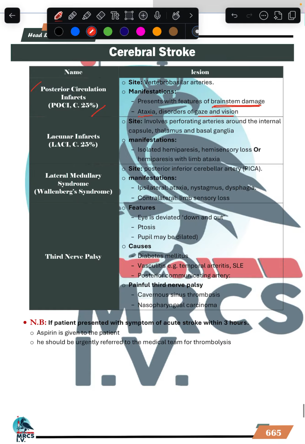Now lacunar infarcts means this involves perforating arteries around the internal capsule. Internal capsule is an important part of the brain through which all the fibers decussate. So thalamus, internal capsule, basal ganglia. Again, manifestation is isolated hemiparesis, hemisensory loss, or hemiparesis with limb ataxia. Ataxia is important as basal ganglia is involved.